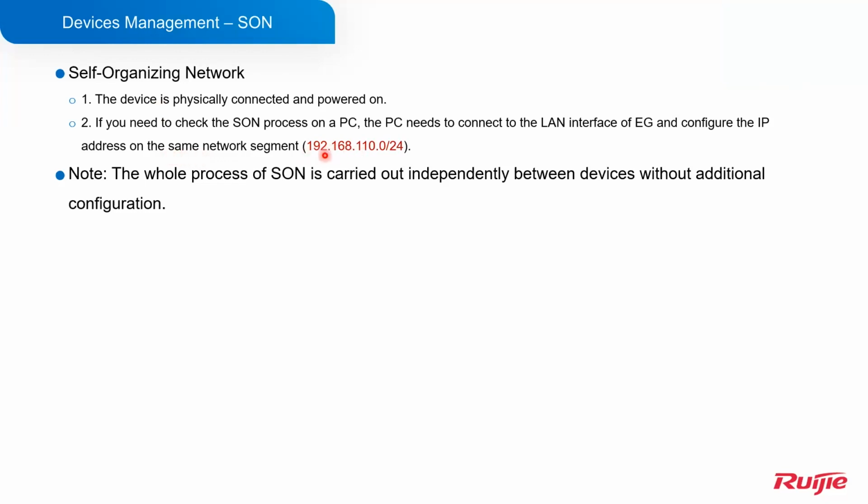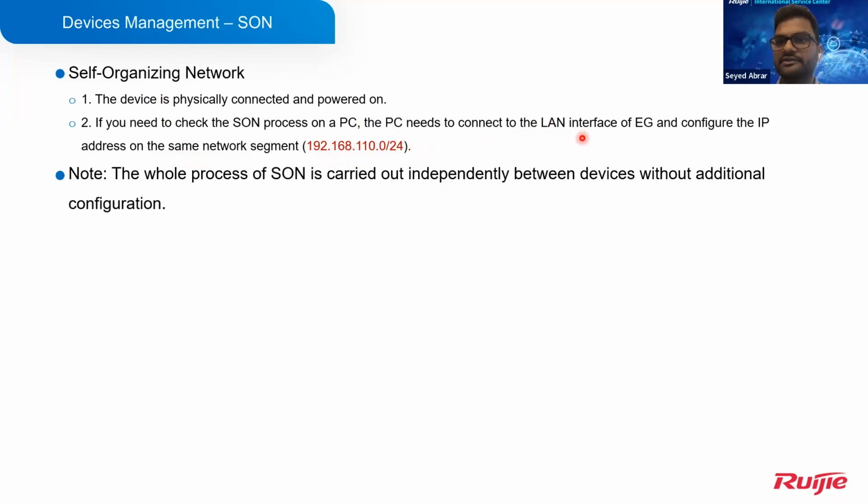So this is the IP address 192.168.100.0. So you have to be in this range. You can perform a SON network with the LAN interface of the EG. Or if you have a Wi-Fi network, you can do SON by using your app. The principle of SON uses some protocols like ECDISC protocol and MQTT protocol. And a lot of packets are transferred to elect a master device in the network.